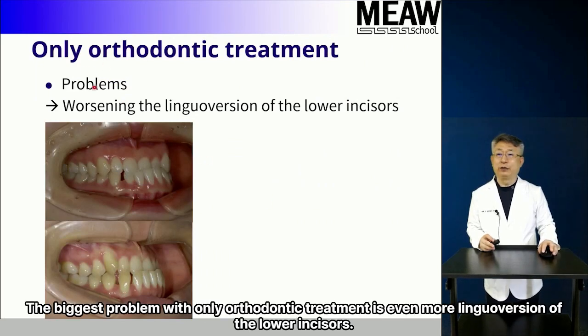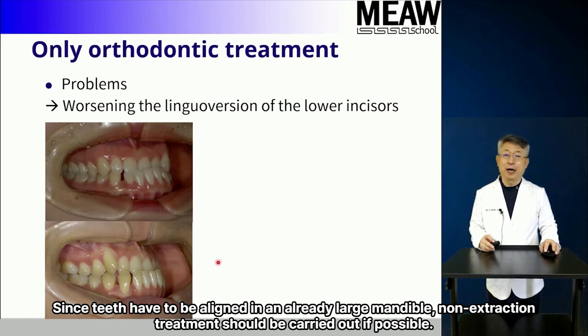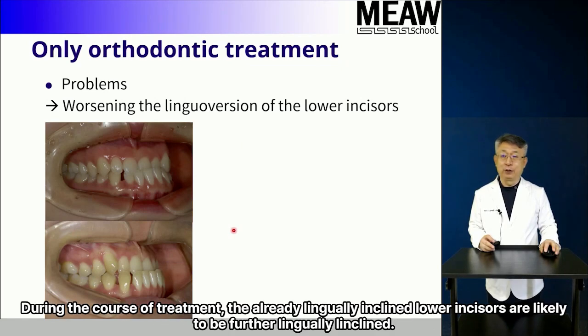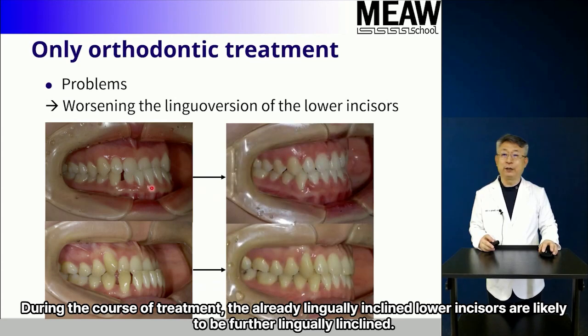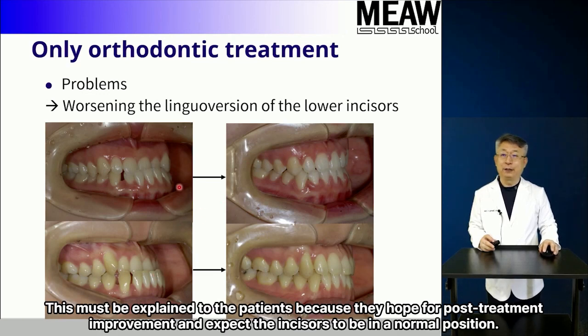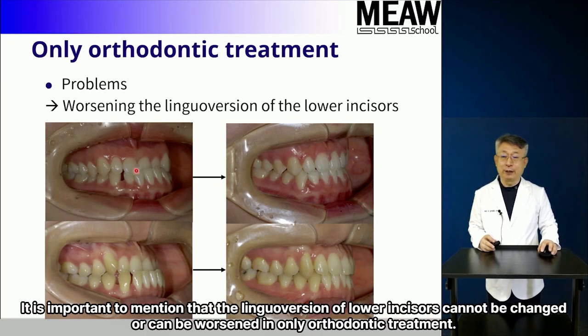The biggest problem with only orthodontic treatment is even more linguversion of the lower incisors. Since teeth have to be aligned in an already large mandible, non-extraction treatment should be carried out if possible. During the course of treatment, the already lingually inclined lower incisors are likely to be further lingually inclined. This must be explained to the patients because they hope for post-treatment improvement and expect the incisors to be in a normal position. It is important to mention that the linguversion of lower incisors cannot be changed or can be worsened in only orthodontic treatment.